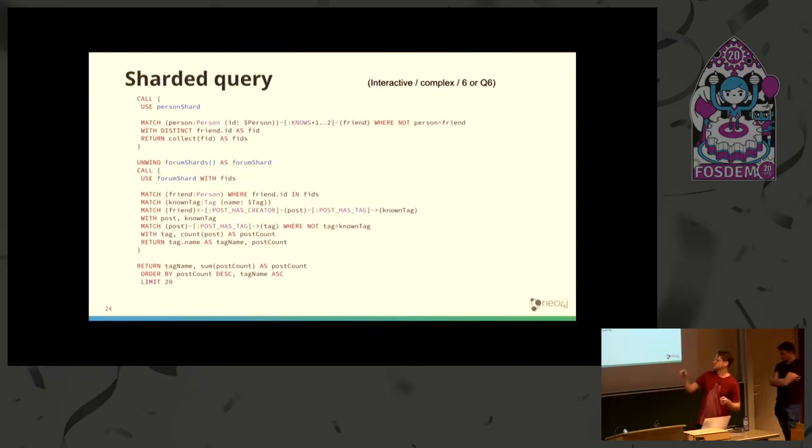So what we actually need to return is the tag name for each of these tags that we found, and then we aggregate on the post counts for all of those. So we did a local aggregation first on each of the shards, and now we do another global aggregation of those already summed number of posts. And then finally we limit everything to 20 because that's what the query expresses.